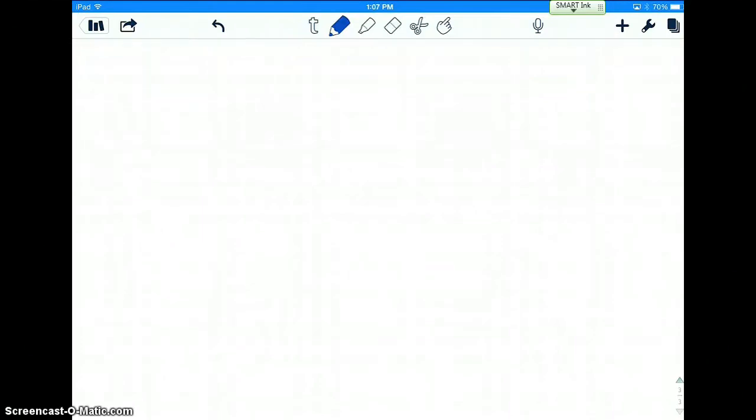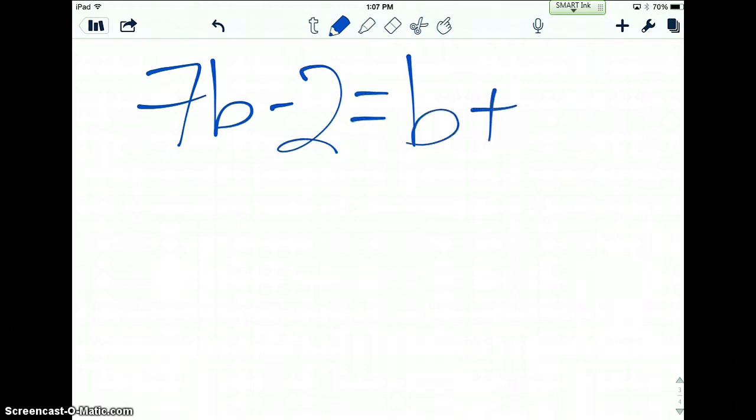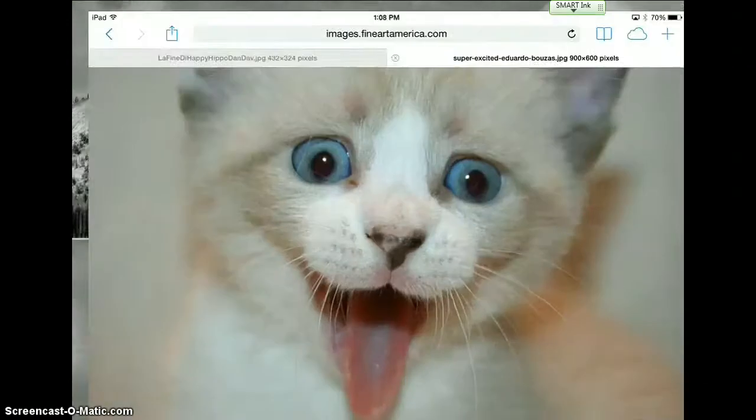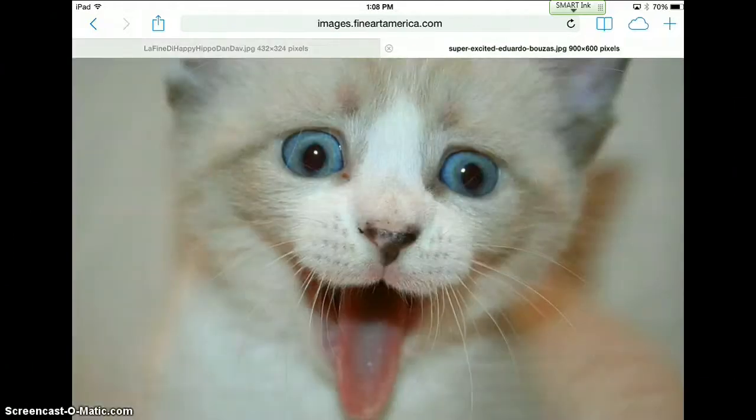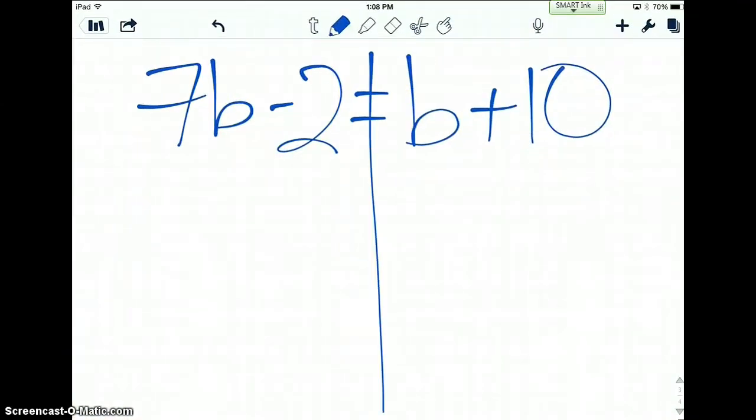So anyway, let's try 7b minus 2 equals b plus 10. So what I will show you at this point, let's see if this will shut it down. So let's go to the picture I have for you. Is this you right now saying, do I really need to try that problem? Are you sure about that, Miss Everly? And I say yes, because at the end of the problem, you're going to be like this cat. You're like, oh my gosh, give me more problems, give me more problems, give me more problems. I love it. Okay, so let's try it.